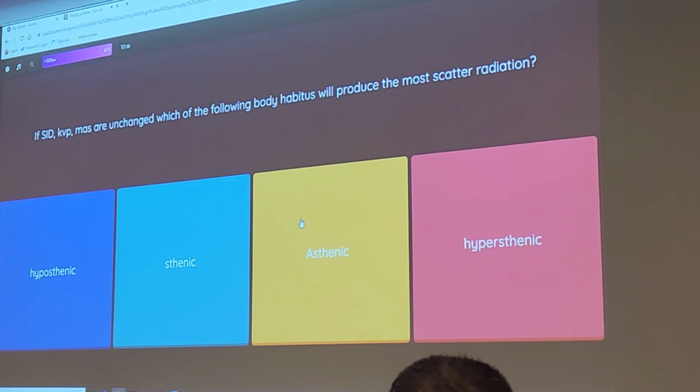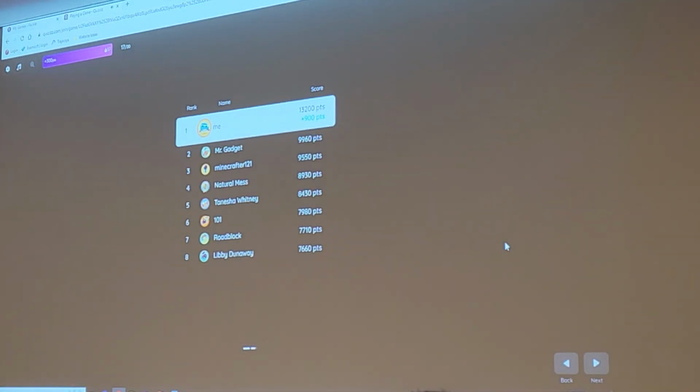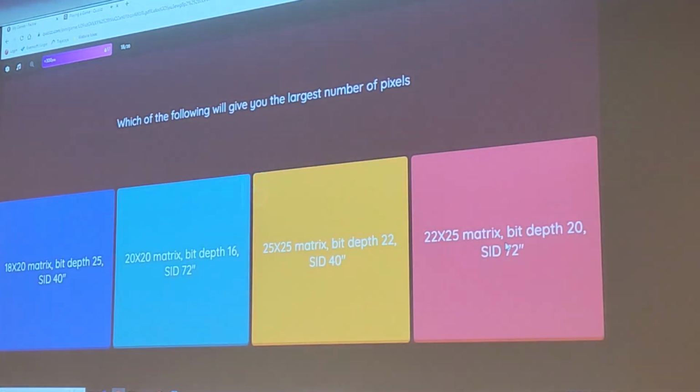Next question. If SID, KVP, and mAs are unchanged, which of the following body habitus will produce the most scatter radiation? Hypersthenic. Yes. Okay, good. Is that not a repeat? The other time was absorption, but it was pretty much the same, because scatter and absorption are almost the same, except for atomic number.